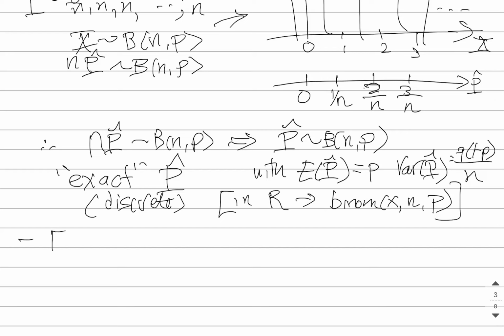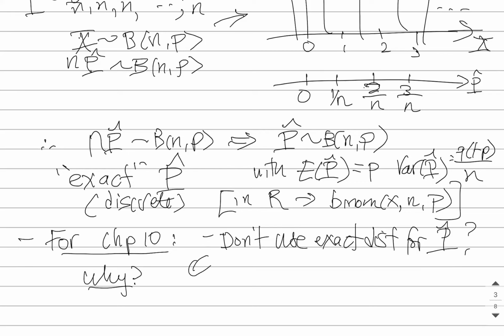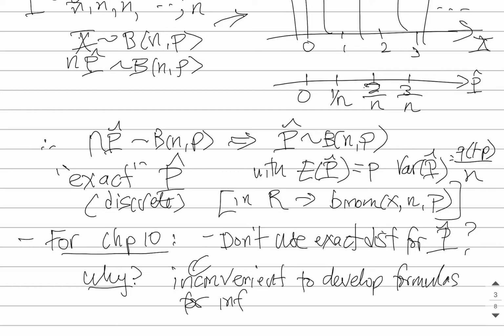But for chapter 10 here, for this section, we are not going to rely on the exact formula. So we don't use the exact distribution for p hat. So why not? And the main reason here is that it's really inconvenient to develop formulas for our inference. Now, take this with a little grain of salt.